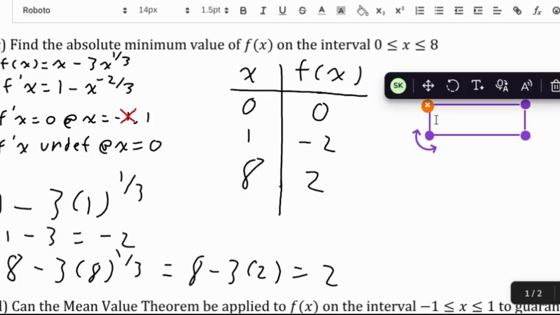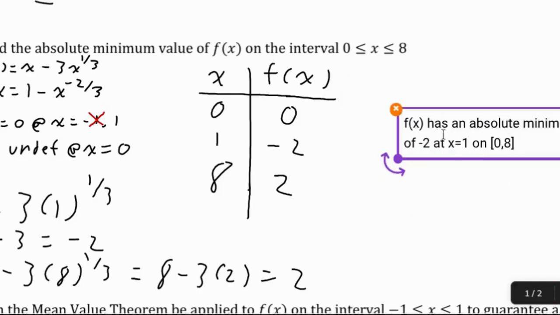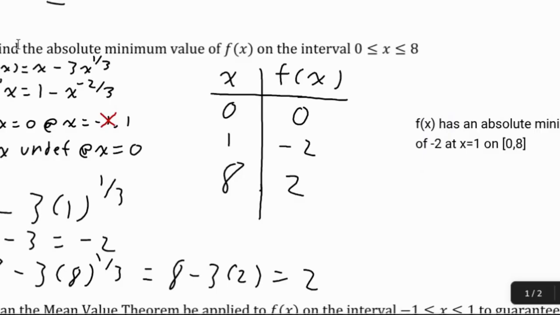We'll say, and I think this is the best way to answer these types of questions, and I'll give you guys a sentence stem. We'll say f of x has an absolute minimum of -2 at x equals 1 on [0, 8].